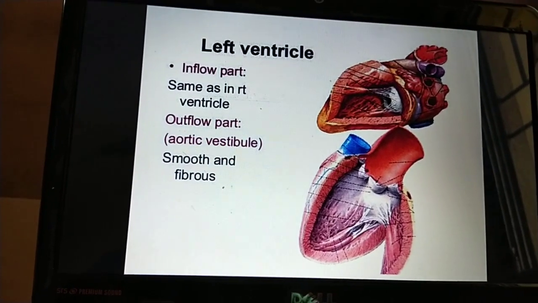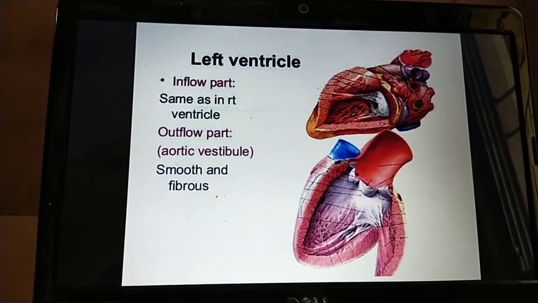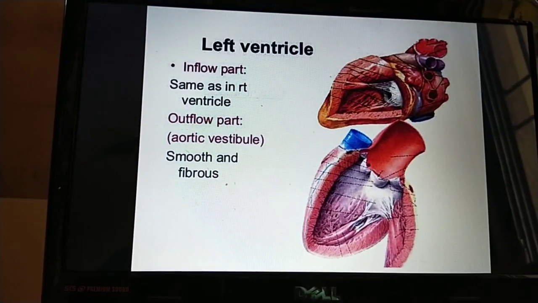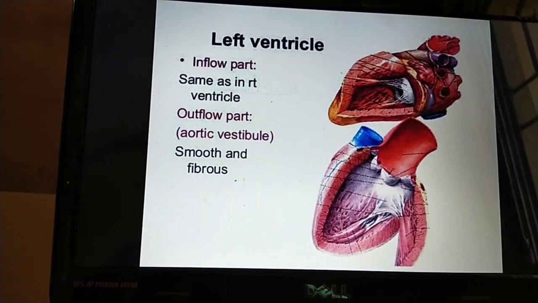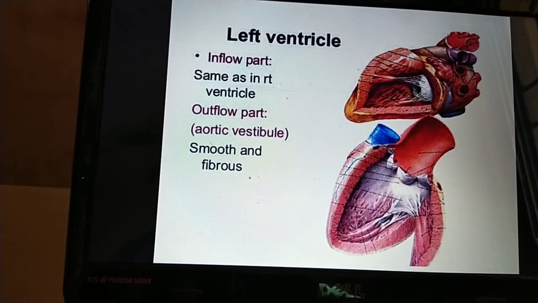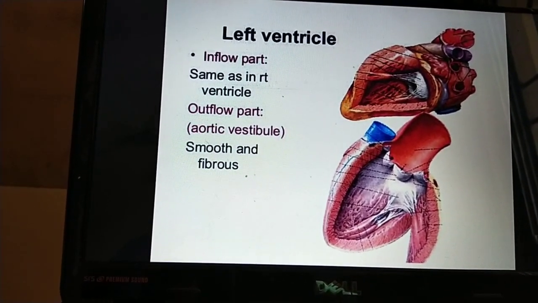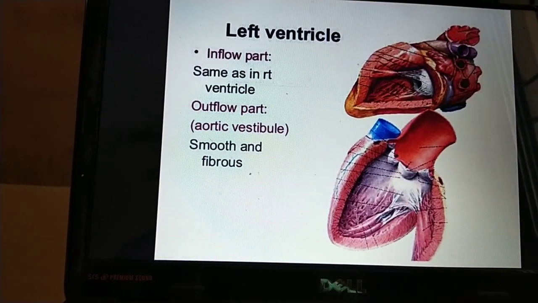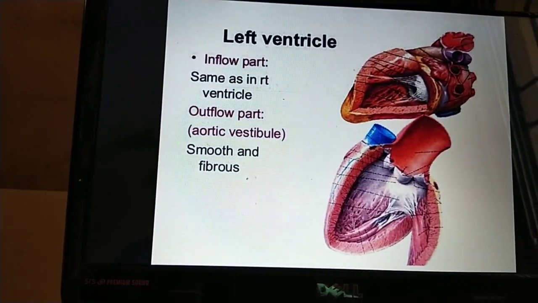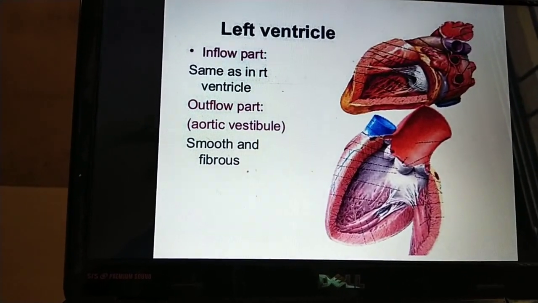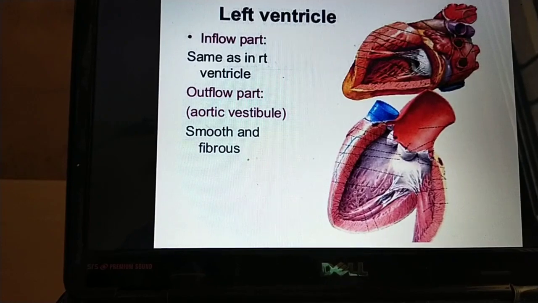During the root of the aorta, I explained the aortic vestibule. The aortic vestibule is the area present just below the orifice of the aorta in the ventricle. It is a portion present in the ventricle immediately below the aortic orifice, and it is made up of fibrous tissue instead of muscular.